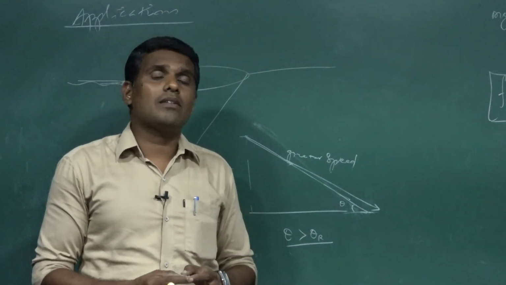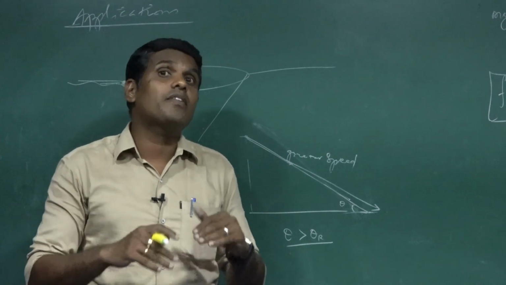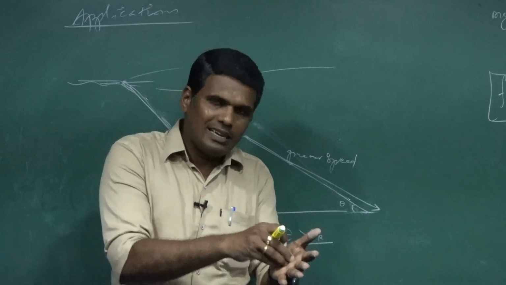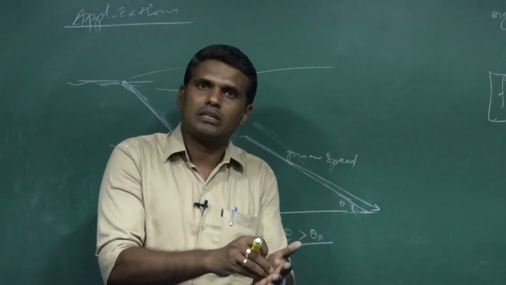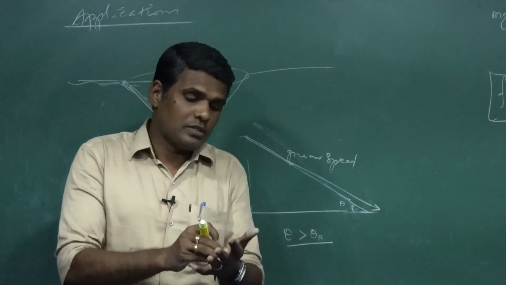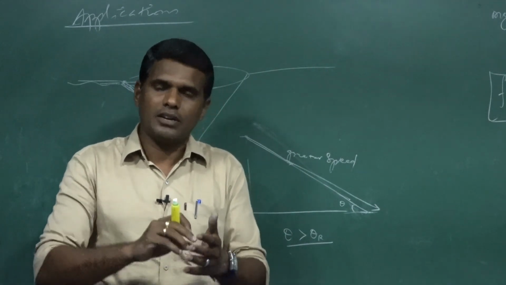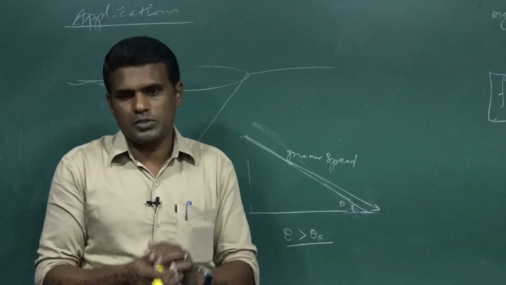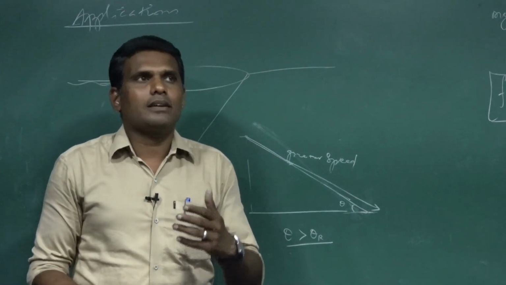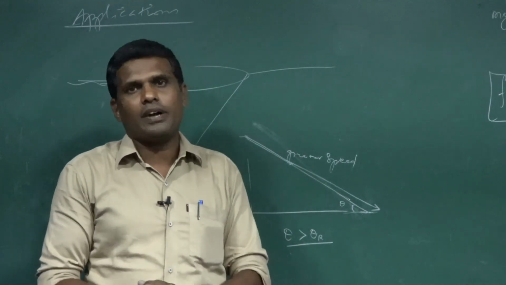Also, you can calculate the coefficient of static friction for different objects. Instead of placing a coin, you can place an eraser or any other object. The angle of repose differs, and the coefficient of static friction can be calculated for different objects placed over the inclined surface. Then, second, you can calculate the coefficient of kinetic friction also.